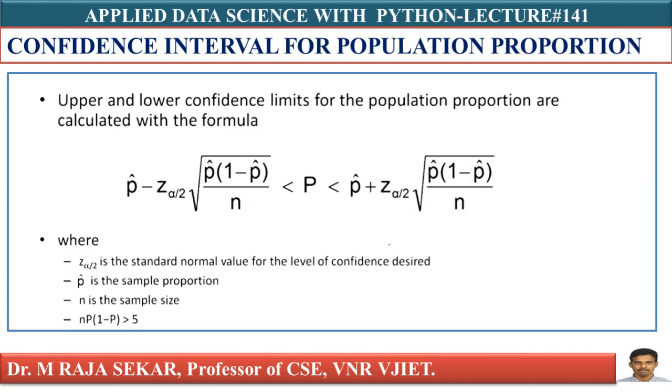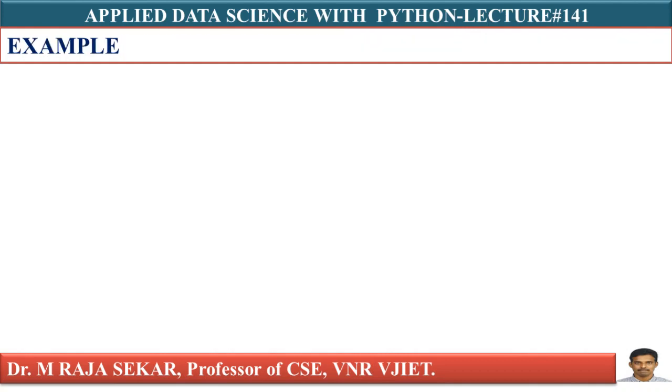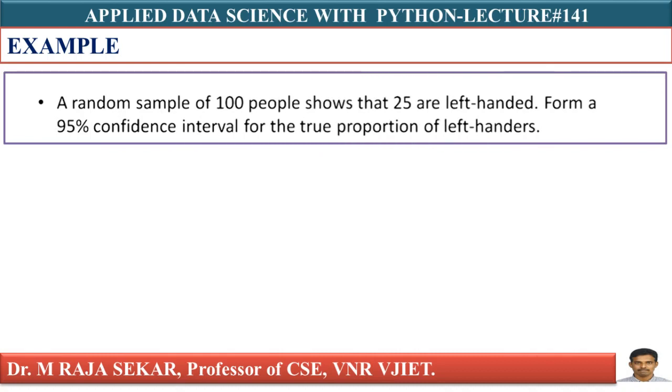Let me discuss one simple problem on this one. Just see, a random sample of 100 people. What is my sample size? My sample size n equal to 100 people shows that 25 are left-handed. Out of 100, how many people are left-handed? 25. What is my p cap? My sample proportion is 25 by 100. In a sample of 100 people, 25 are left-handed. Therefore, my sample proportion is 25 by 100. Now, what do I have to do?